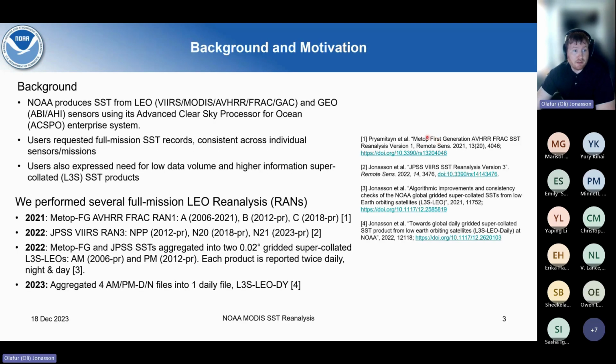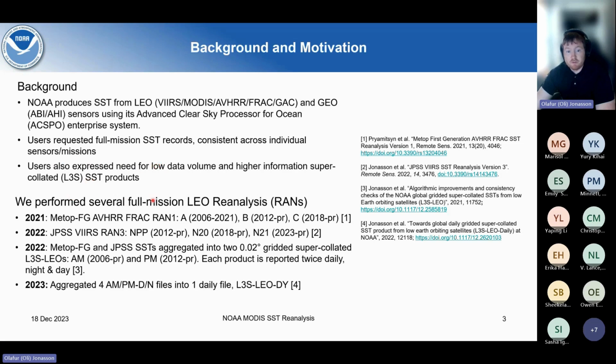As for background and motivation, NOAA produces SST from LEO, low Earth orbit, VIIRS, MODIS, AVHRR FRAC and GAC, and GEO, ABI, using its Advanced Clear Sky Processor for Ocean, or ACSPO, enterprise system. Numerous users have requested full mission SST records which are consistent across the individual sensors and missions. The second request that users have expressed was the need for low data volume and higher information super-collated L3S SST products.